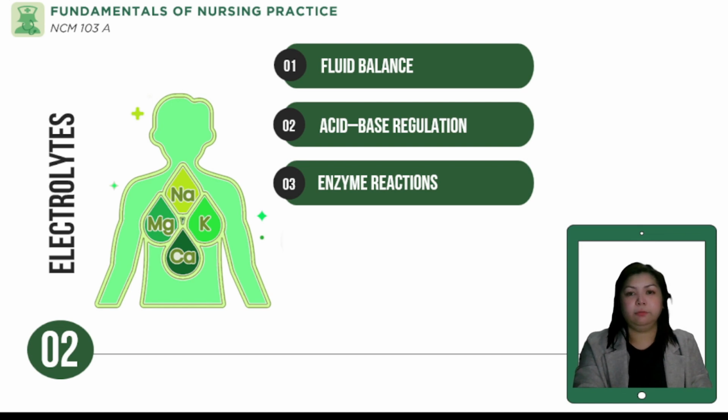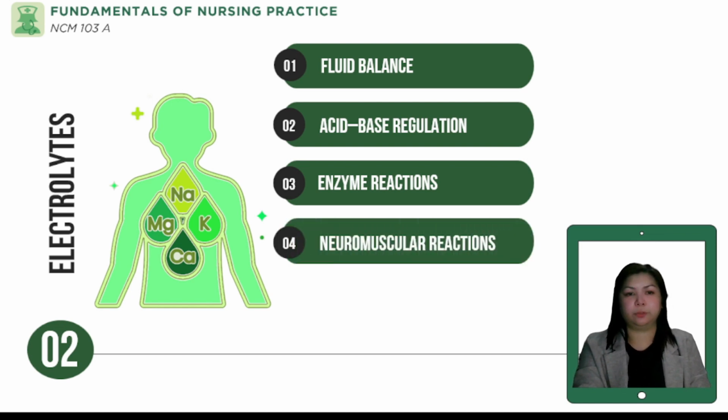Okay? And of course, you have neuromuscular reactions. So transmitting neuromuscular reactions, the electrolytes like your sodium, calcium, potassium, and magnesium are vital in order to generate this important transmission of electrical impulses in your nerve cells and your muscle cells. And they maintain membrane potential necessary for nerve impulse conduction and muscle contraction. So these are the functions of your electrolytes.